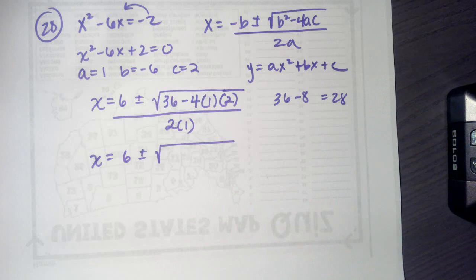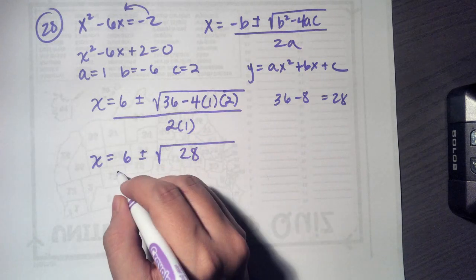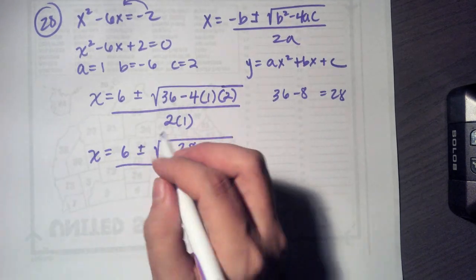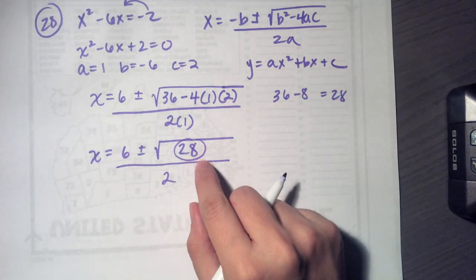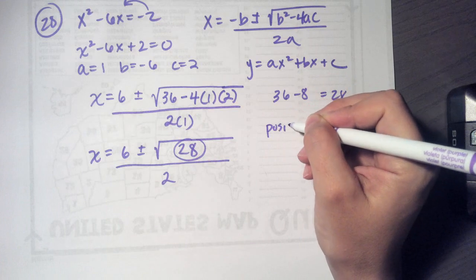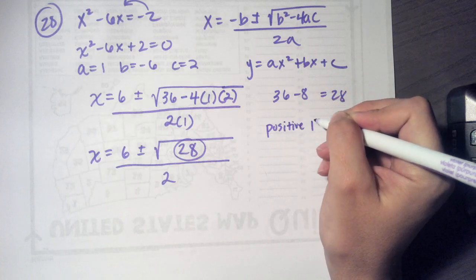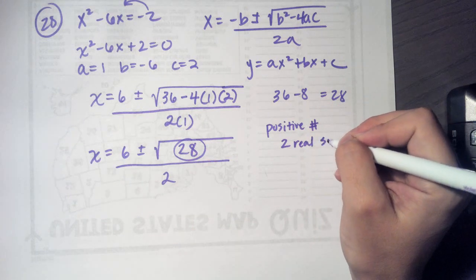So now I'm going to plug that right here, and it's positive, and then it's all over 2 times 1 is 2. Now, this is your discriminant, the number underneath the square root. Because it's a positive number, I know that I'm going to have 2 real solutions, or 2 real roots.